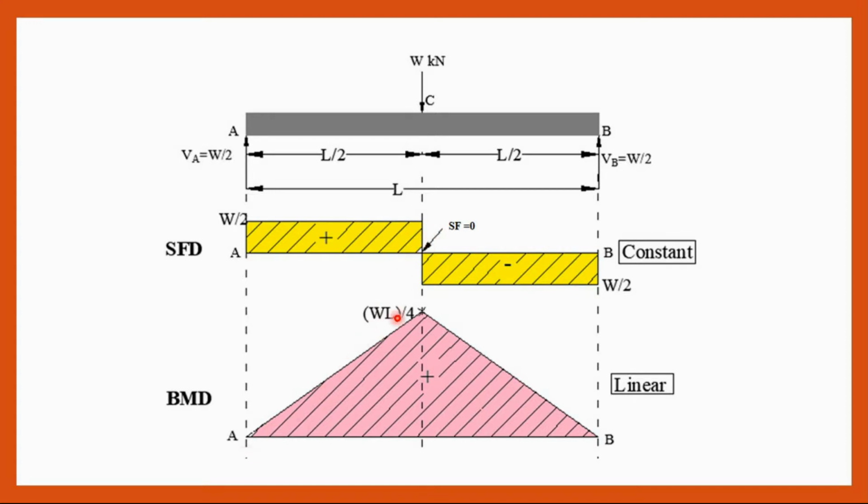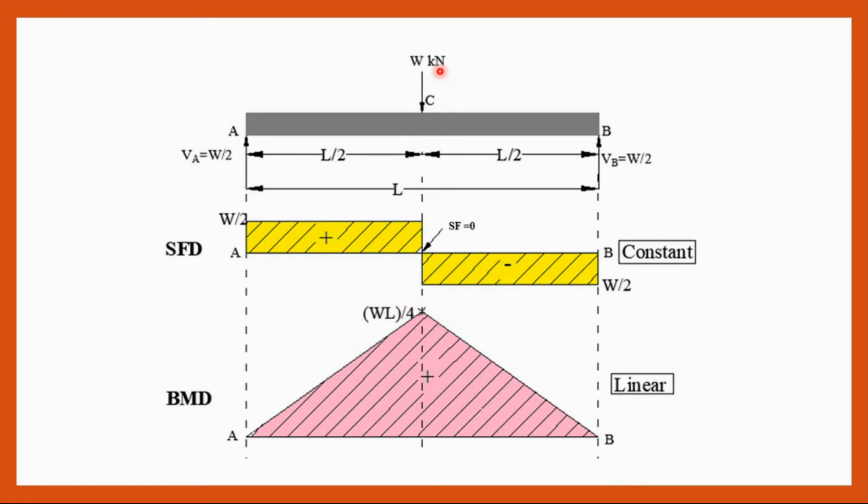And the bending moment diagram will be sagging bending moment having the positive bending moment, maximum value is WL by 4. So, where the shear force is 0, we got the maximum bending moment. The shape of this bending moment diagram is linear.